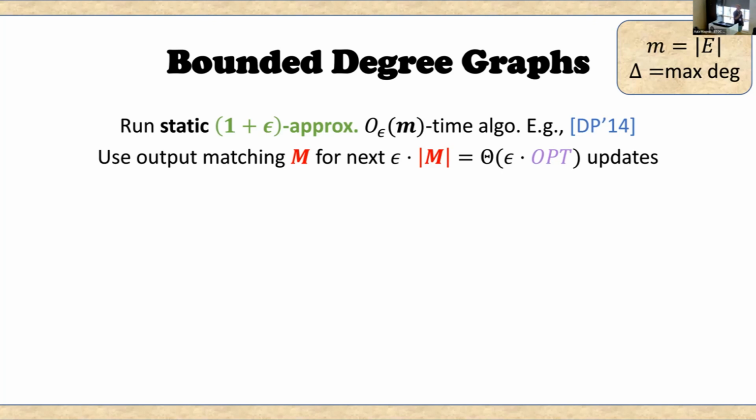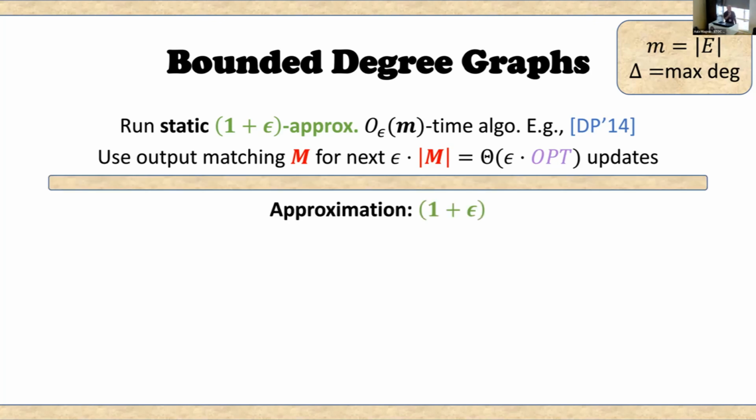And then what you do is you take this matching and just, again, do nothing for epsilon m steps. The analysis is fairly direct from what we said in the previous slides. We were 1 plus epsilon at a certain point in time, and a few steps later we'll be 1 plus order epsilon.